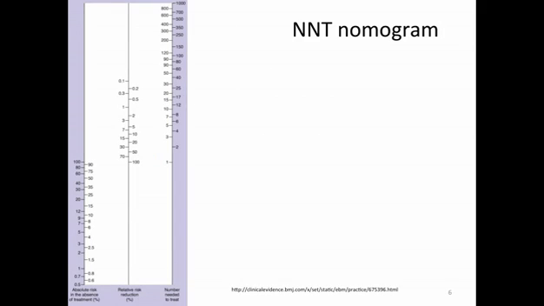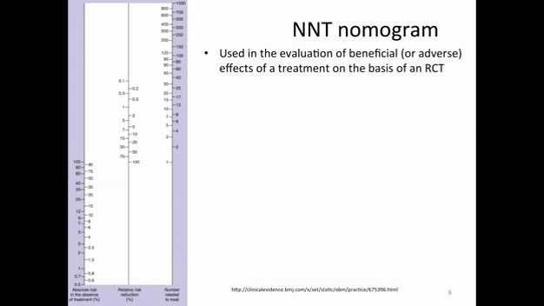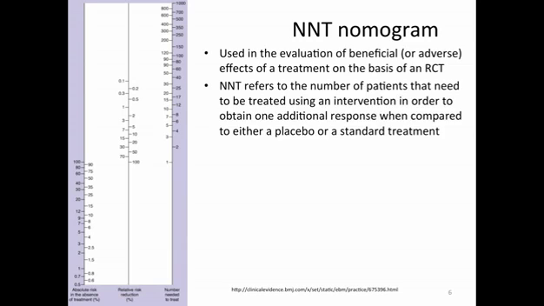Next, let's consider the NNT nomogram. NNT stands for number needed to treat. This nomogram is used in the evaluation of beneficial or harmful effects of a treatment on the basis of an RCT. When you offer any treatment to a patient in your clinic, the most important question for the patient is, what is my chance of responding to this treatment? NNT provides a useful summary measure that captures the utility of a treatment. NNT refers to the number of patients that need to be treated using an intervention in order to obtain one additional response when compared to either a placebo or a standard treatment.